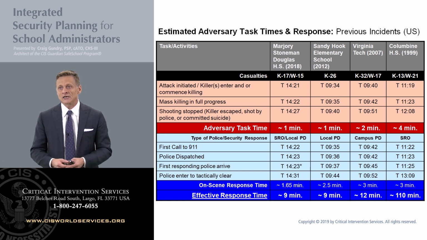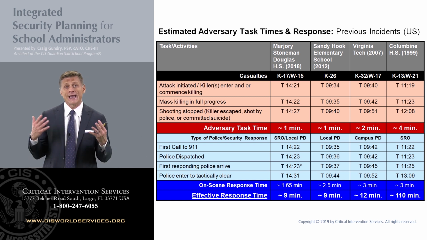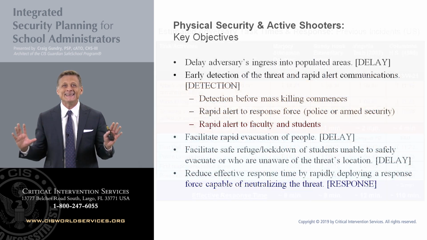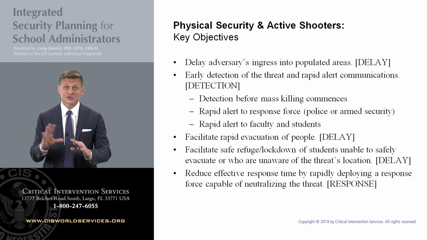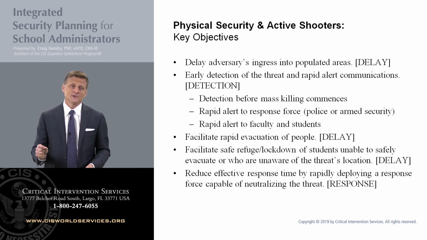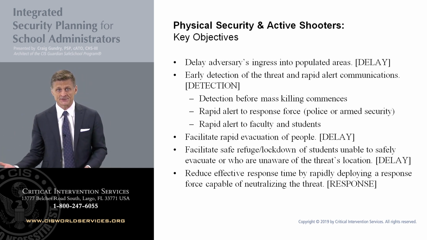Now, in order to accomplish this objective of narrowing the gap between adversary task time and time of interruption, or what you saw in the last slide as the effective response time, there's a number of things that we want to try to integrate into our security design. The first is making sure that we're delaying the adversary's ingress into populated areas. The second is early detection of the threat and rapid alert communications. Ideally, detection before mass killing commences.